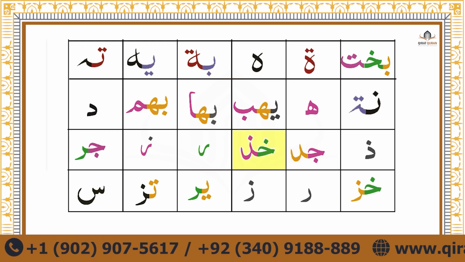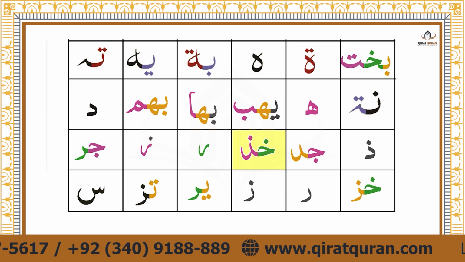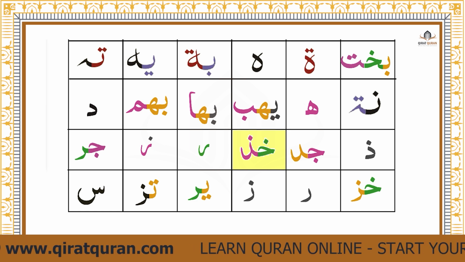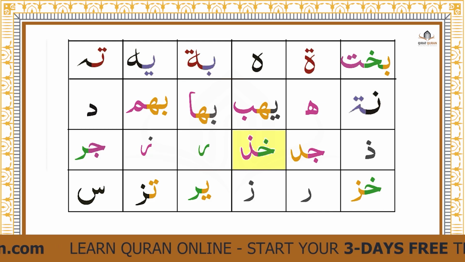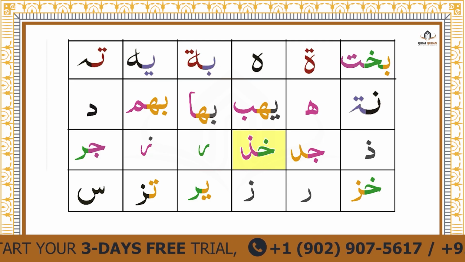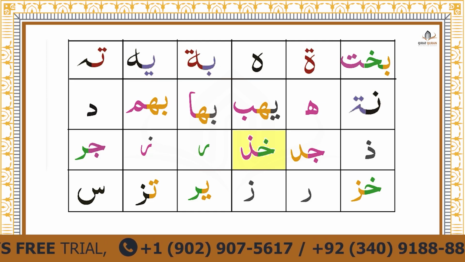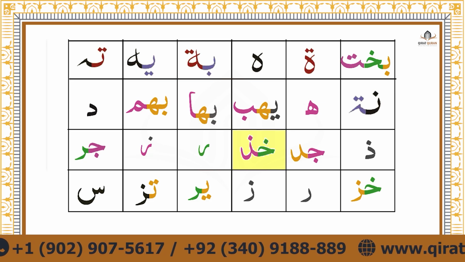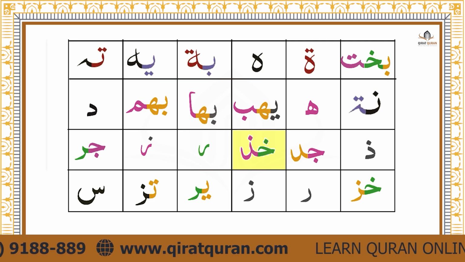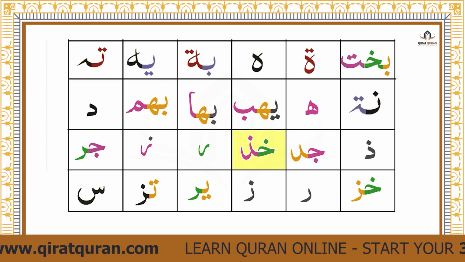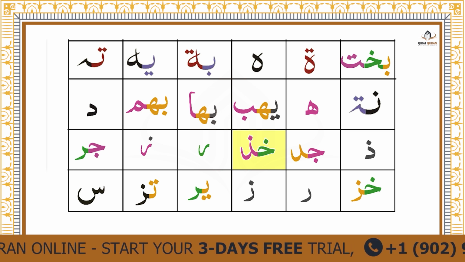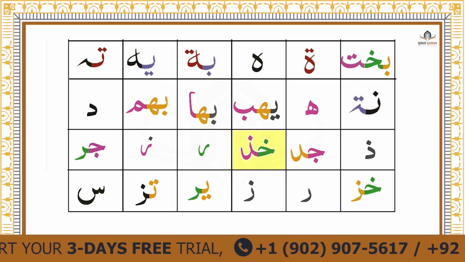There are also two letters. The first one, by its formation and a dot at the top, we know that this is kha. And this one is zal, because the formation of this letter is similar to dal, but it has one dot, so we know that this is zal. So these two letters are kha, the first one, and then zal, the second one.